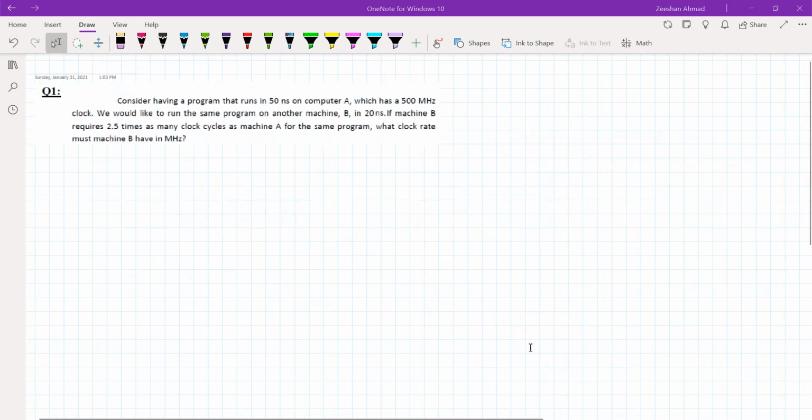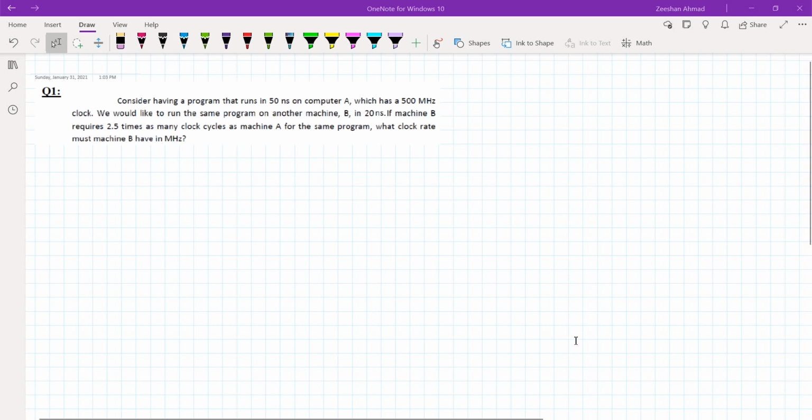Now in the question one, basically he said that we are going to have a program. Let me read the question. Consider having a program that runs in 50 nanosecond on a computer A here, which has a 500 megahertz clock. We would like to run the same program on other machine B in 20 nanosecond. If B requires 2.5 times as many clock cycles as machine A for same program, what would be the clock rate of machine B in terms of megahertz here?